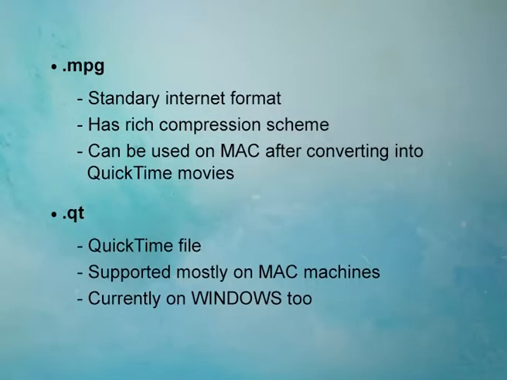Likewise, just like .mp3 for audio, you have a very popular format .mpg for video also. This is a standard internet format which has a rich compression scheme and can be used on Mac after converting it into QuickTime movies. So here, .mpg allows a different format to be taken for the Apple machines. And there is another file with the extension .qt, QuickTime file, supported mostly on Mac machines. Currently it is possible to play it on Windows machines also.